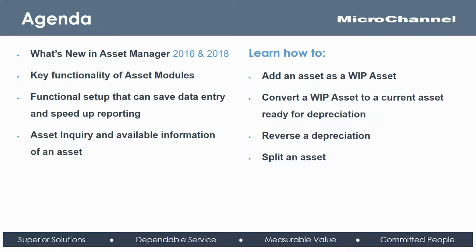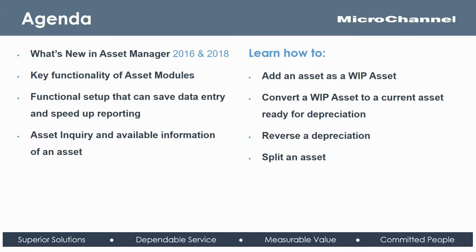I'd also like to take us through some of the processes in norming assets where you can add an asset, convert an asset to a work in progress asset, continue to add value to that asset, and how to convert from a current fixed asset to a work in progress asset and back again.